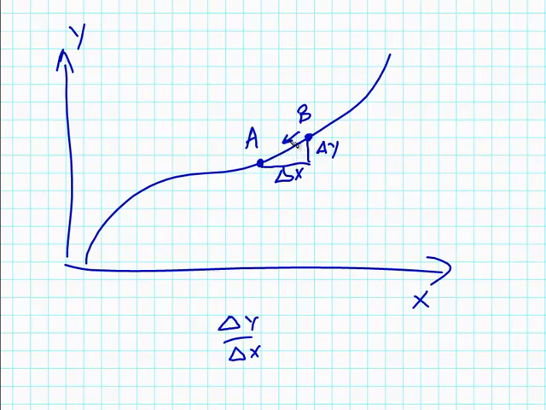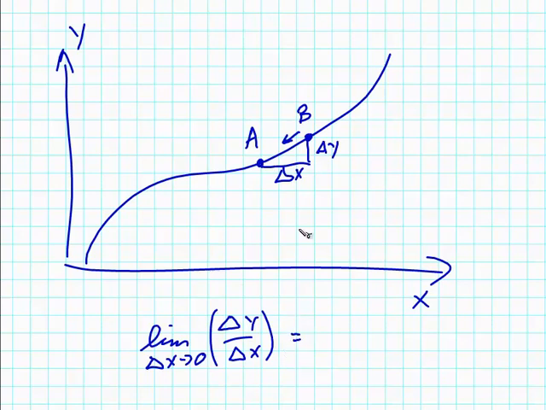And so to do that, we do what we did graphically earlier. We let B slide down until it approaches A, and we take the limit as delta x approaches 0. And so we take the limit of this ratio as delta x approaches 0. And that is what we define as the slope at A.